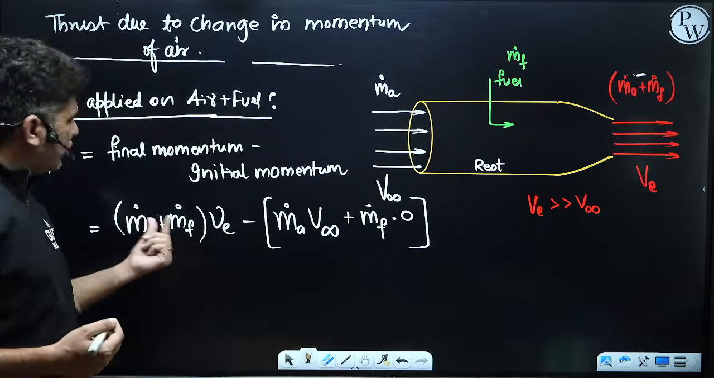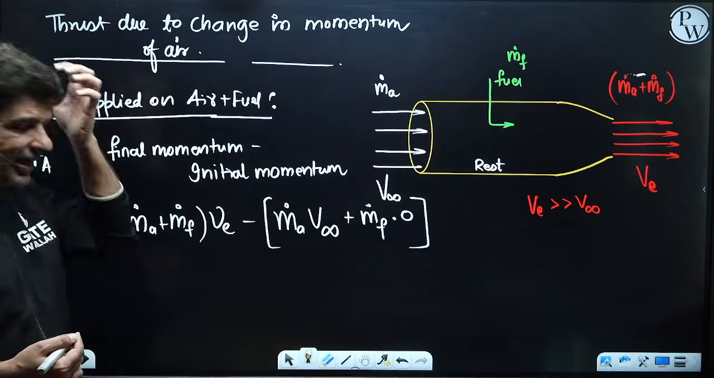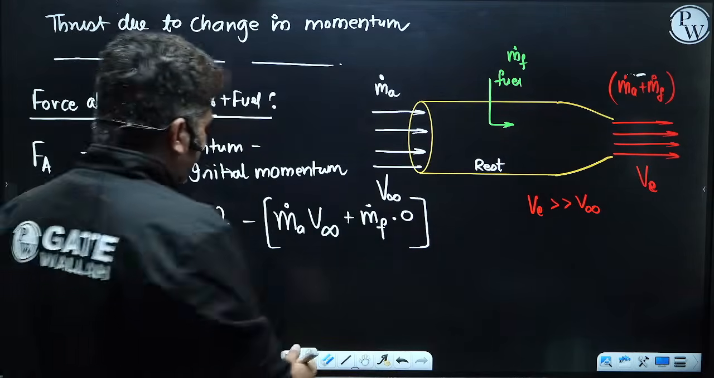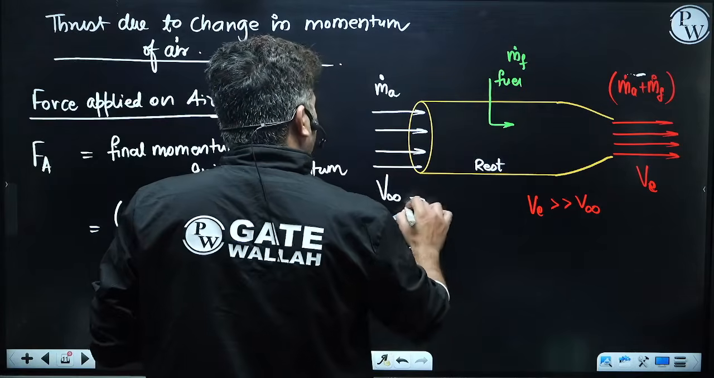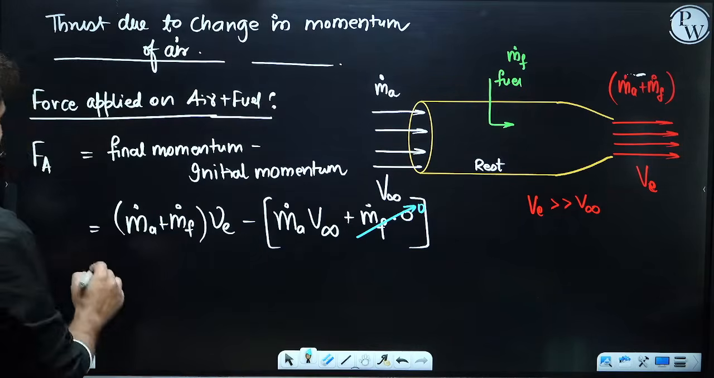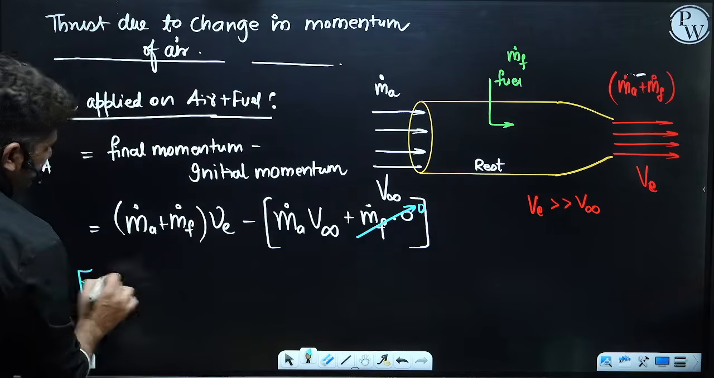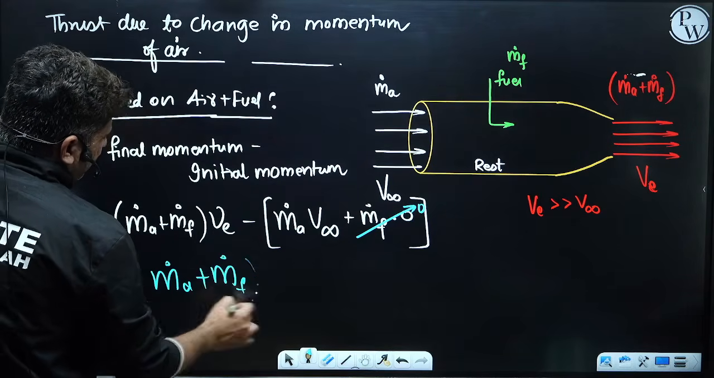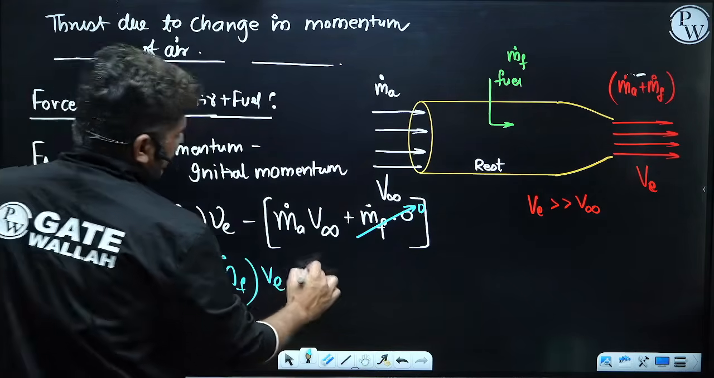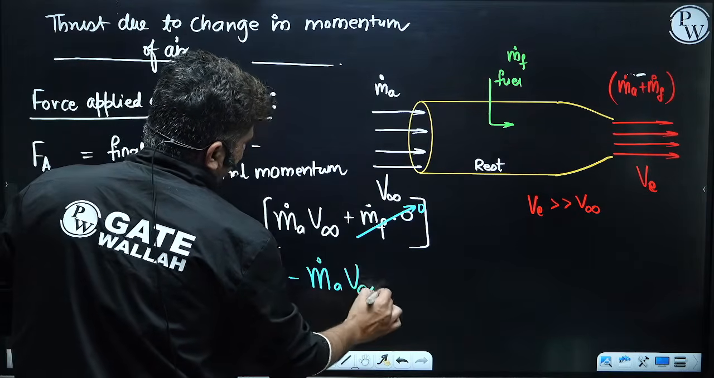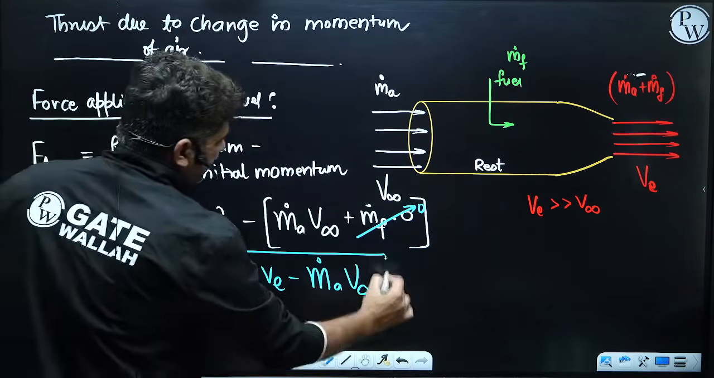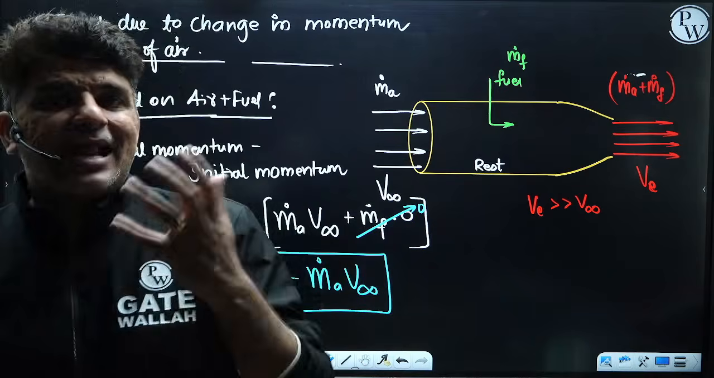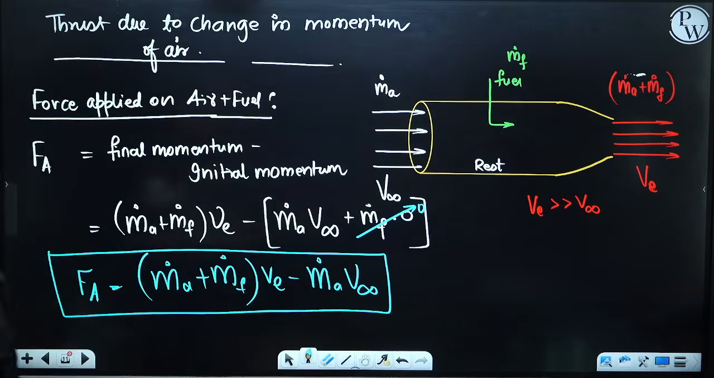Can I say m dot a plus m dot f into v exit minus m dot a into v infinity plus m dot f into 0. So now you see that this value will be 0. So the force that is acted on air will be equal to mass flow rate of air plus mass flow rate of fuel multiplied by v exit minus mass flow rate of air into v infinity. This is the force that is actually applied on air, which is calculated from the change in linear momentum of the air.